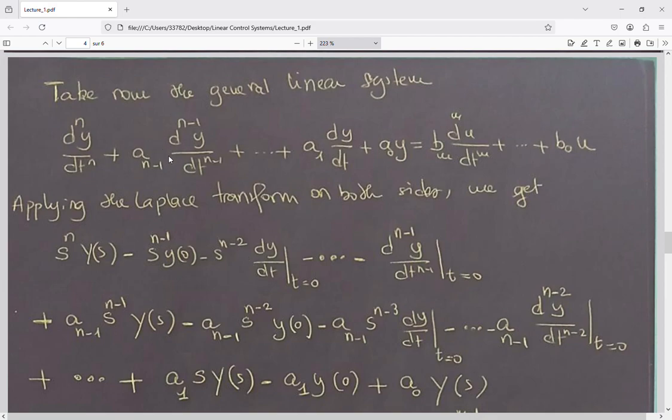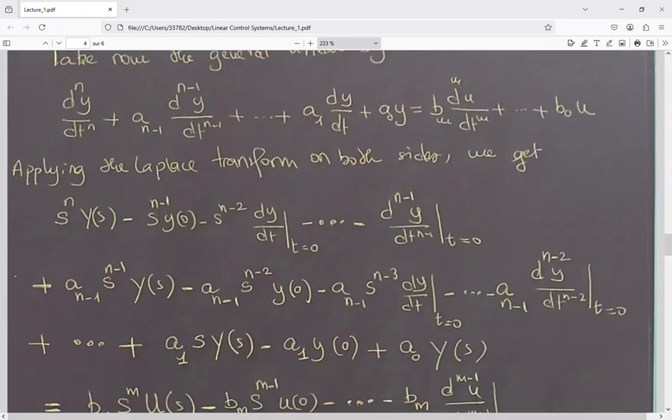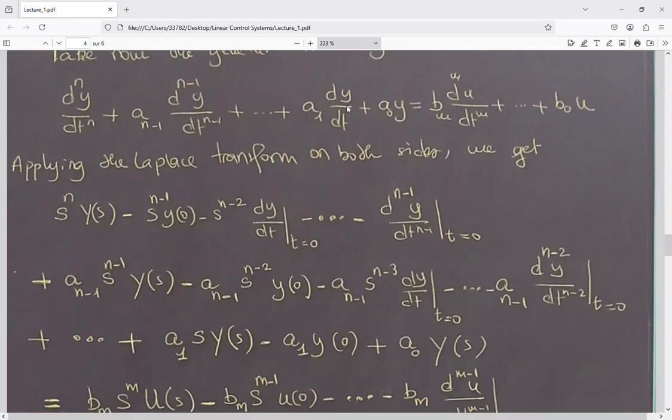For the second term, I get a(n-1) times s to the power n minus 1 times Y of s, plus a bunch of terms that depend on s and on the initial conditions. And so on, until the a1 dy over dt term becomes a1 s Y of s plus the initial conditions, and the last term becomes a0 times Y of s. So this is the left hand side.